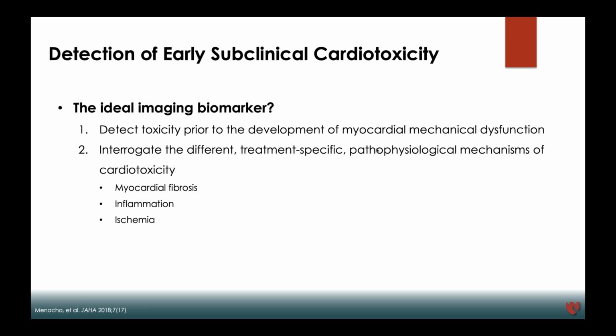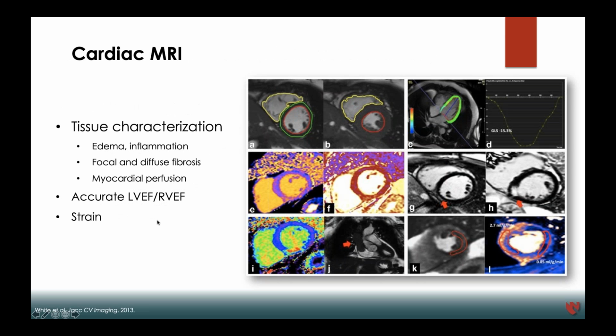And also, it should be able to interrogate the different treatment-specific pathophysiologic mechanisms of cardiotoxicity, whether that's myocardial fibrosis, inflammation, or ischemia. And cardiac MRI has ways to differentiate between those three things through the means of different sequences. We can use T2 imaging to look at edema and inflammation. Focal and diffuse fibrosis, we can look at focal fibrosis with our LGE images or delayed enhancement images. We can also use T1 mapping and T1 imaging to look for diffuse fibrosis. And also we have myocardial perfusion to look for ischemia.